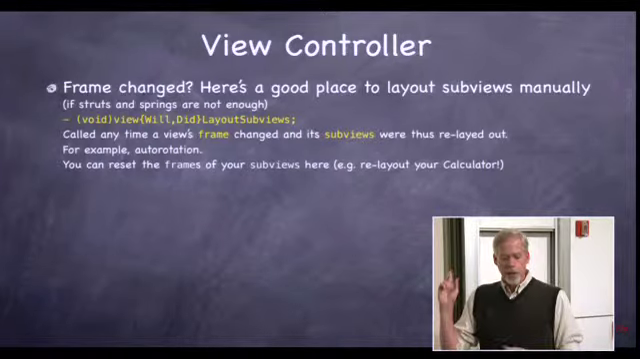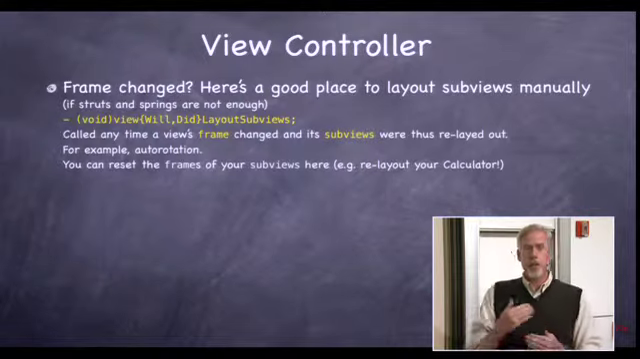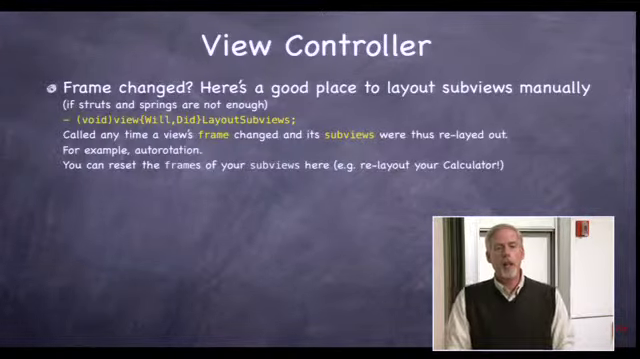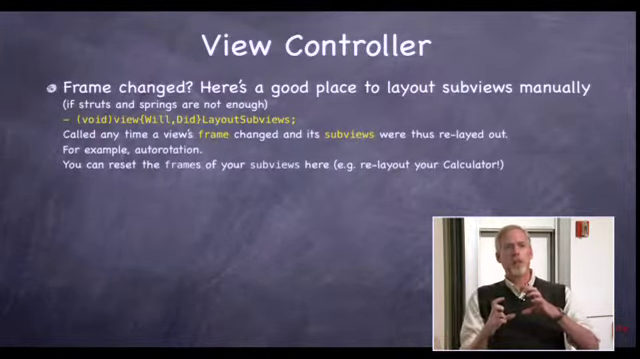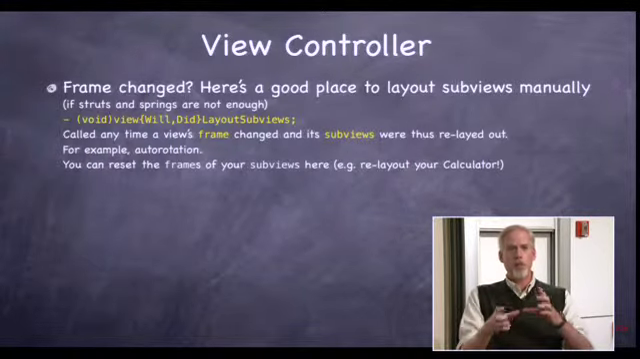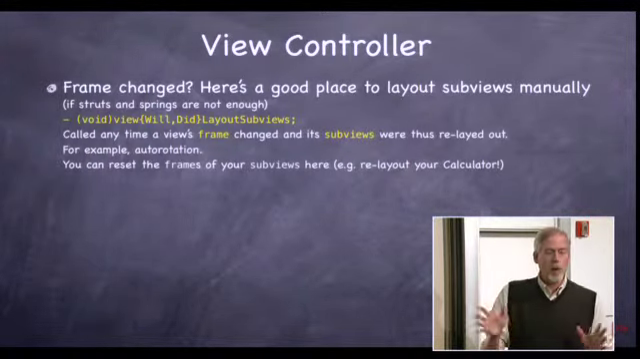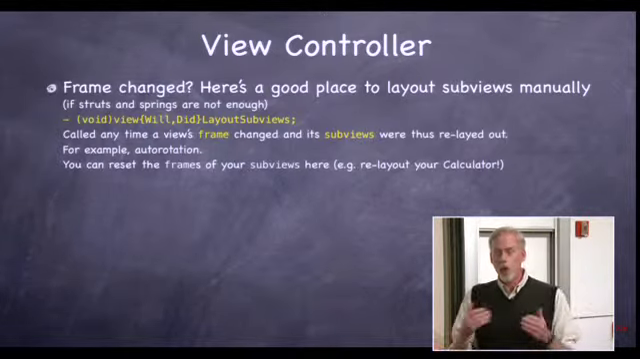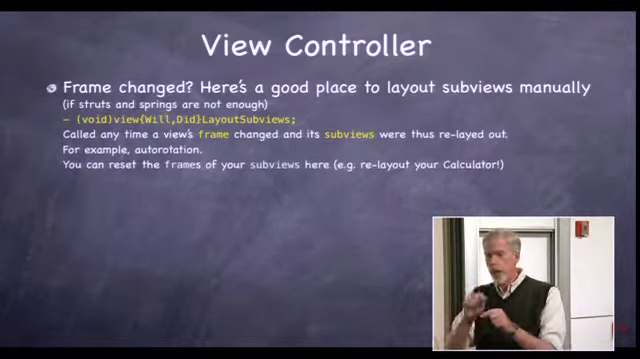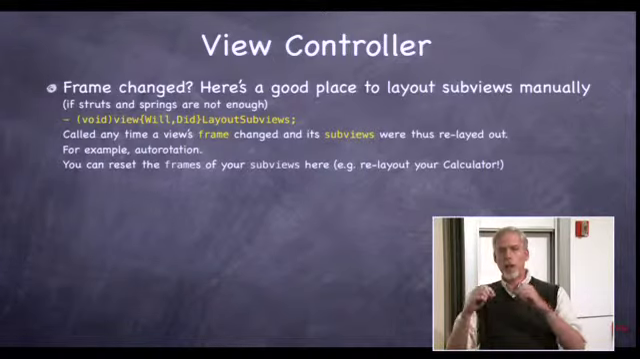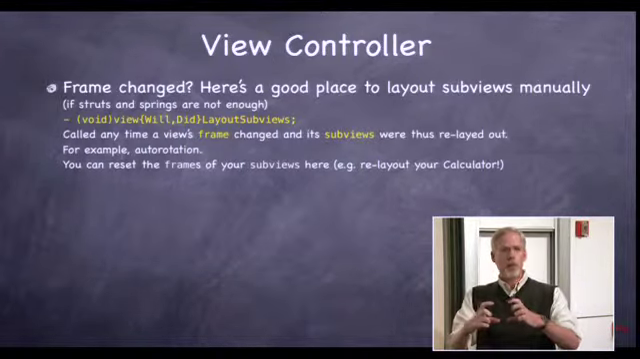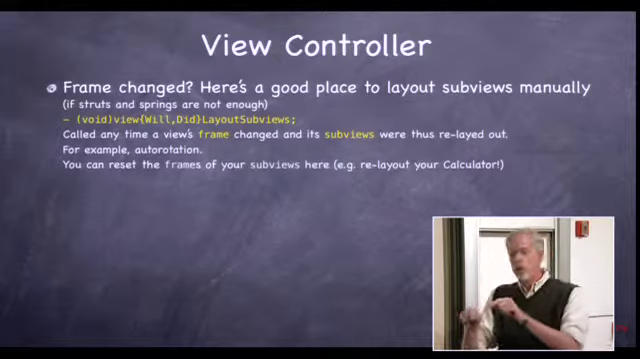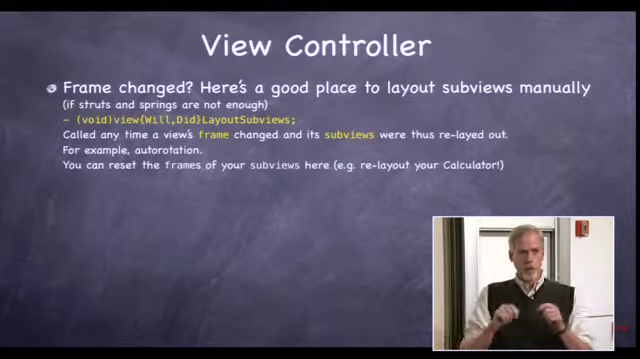So the methods here, view will layout subviews and view did layout subviews, are called just before the subviews get laid out because of a frame change, okay? And just after, just before and just after. So really in either one of those methods you can get involved. Like in the did, you could go and look at your calculator and just move all the buttons. You know, in view did layout subviews, now your bounds is the new size, so you can just run around and move all your buttons, using some algorithm to lay them out nicely in the new bounds.